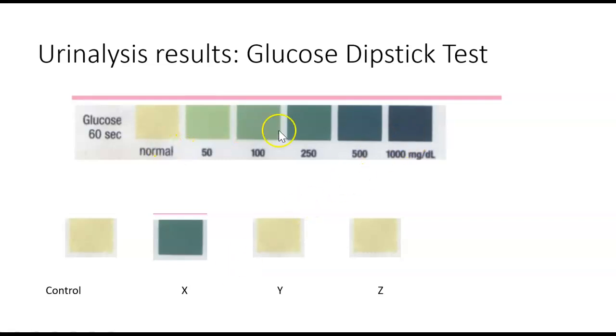So here's your dipstick glucose test. We would put it in, let it sit for 60 seconds, and then pull it out. Control is going to be normal. Here's patient X, patient Y, patient Z. Fill in your data table.